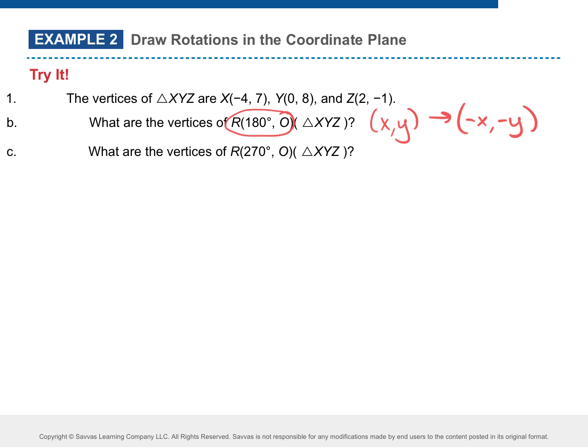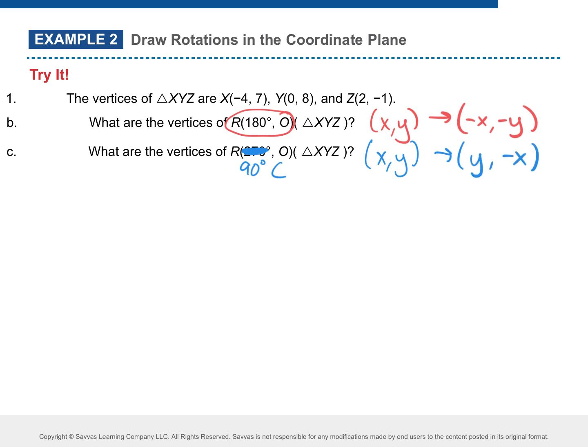Real quick, the bottom one, I'm going to change that 270 to 90 degrees clockwise. If I put 1 c, that means clockwise. If I put 2 c's, that means counterclockwise. Change that last one to 90 degrees clockwise. If we do that, the 90 degrees clockwise rule is negative y, x. Sorry, nope. It's (y, negative x).